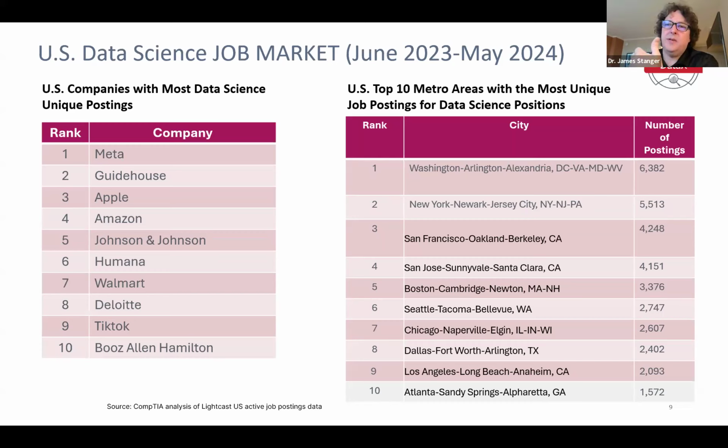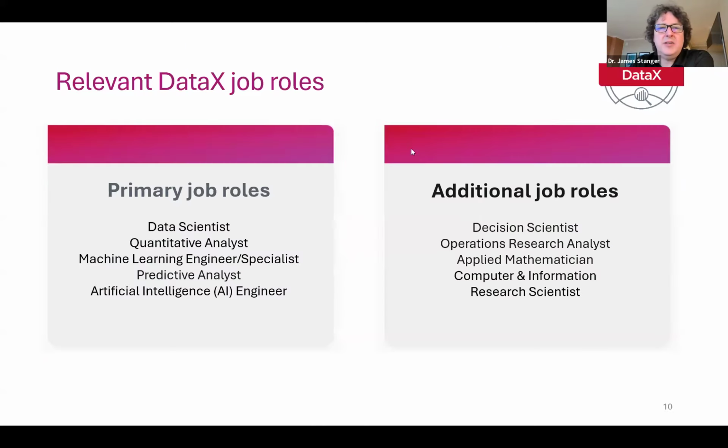And notice across the nation, you have Washington, D.C. crunching data because there's a whole lot of government and a whole lot of integrators there. But New York, San Francisco, you can see the usual suspects there. So I just wanted to give you some data points about the relevant statistics, the relevant demand, and the primary job roles. Now, as you take a look at the primary job roles of data scientist, quantitative analyst, machine learning, these are job roles based on the idea of a data scientist.